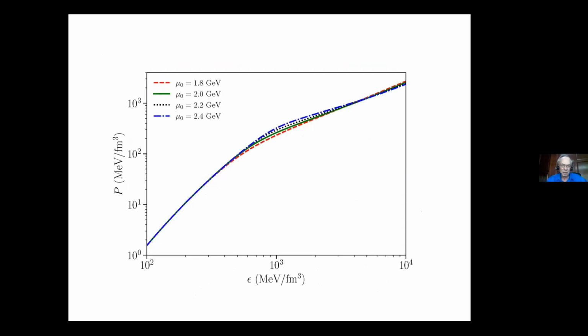So here's our equation of state, of pressure versus energy density. And we have considered, I'm showing plots for mu0 ranging from 1.8 to 2.4 GeV. So 1.8 or 2, I think, is about what we would have expected. 2.4 seems a little bit large, but okay, nature is what it is. So you can see at energy densities below about 500, 600, 700 MeV per cubic Fermi, it's essentially all hadron gas.